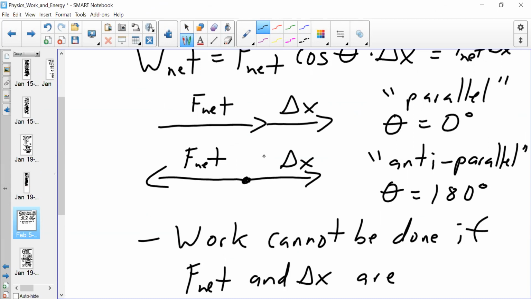All right. So just to state while people are writing that, work cannot be done if F net and delta x are perpendicular.